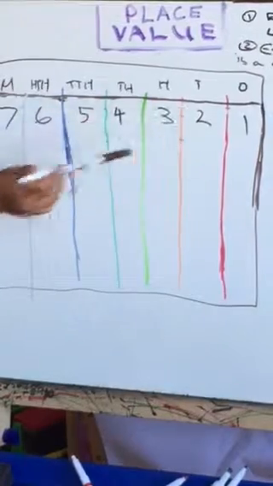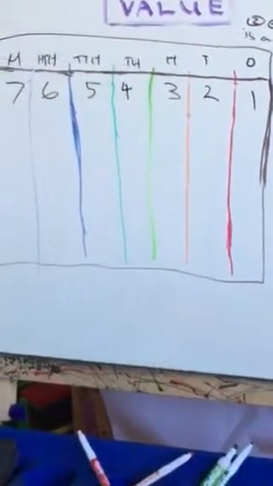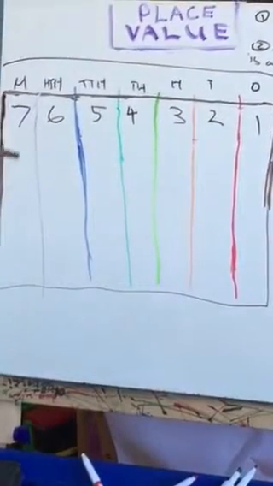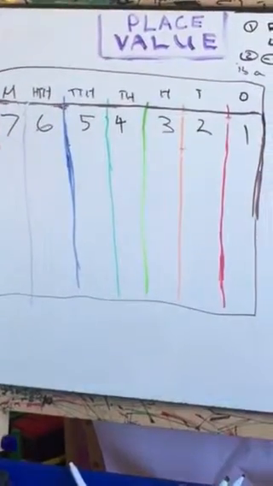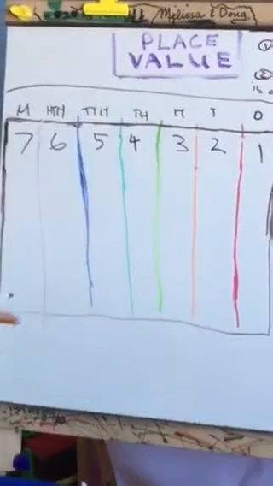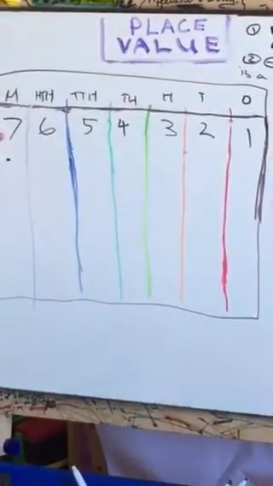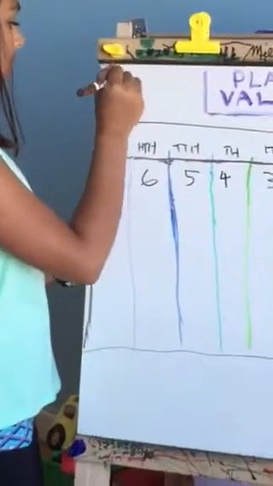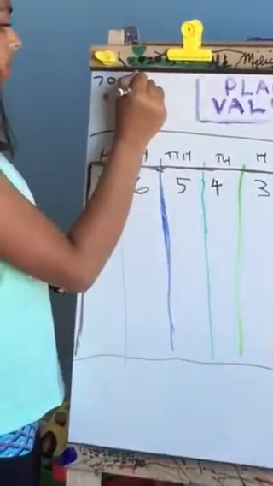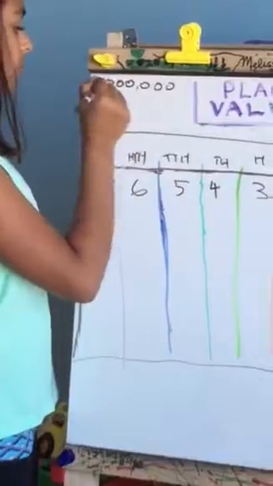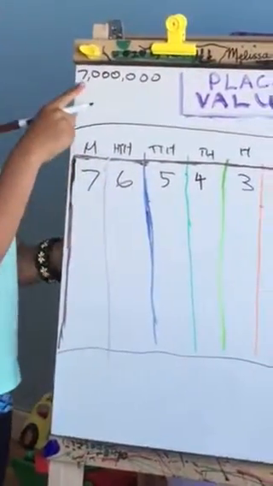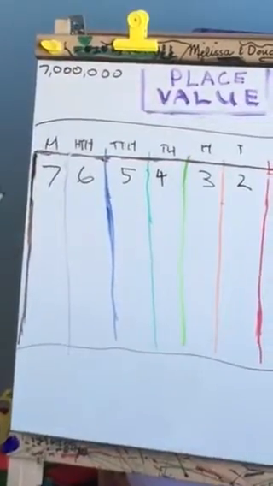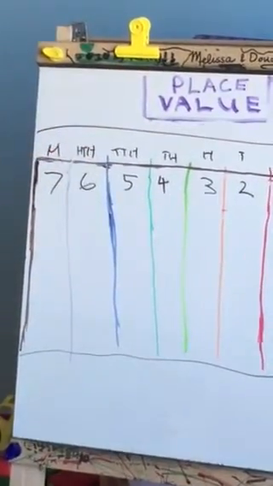Now, these digits are only the first number of one big number. Most of them are one big number. So this 7 represents 7 million. So 7, 0, 0, 0, 0, 0, 0. This 7 is the first digit of this big number. So 7 million. The 7 represents the million.